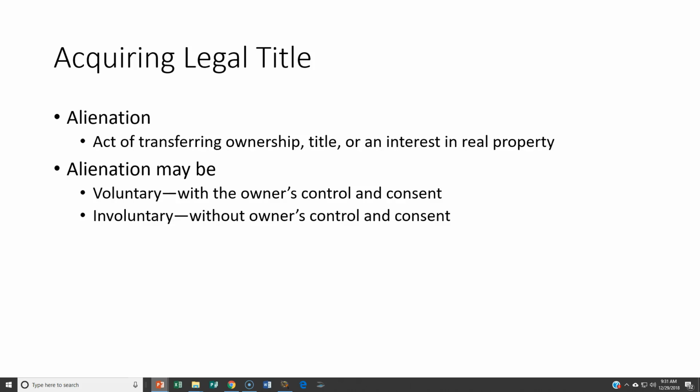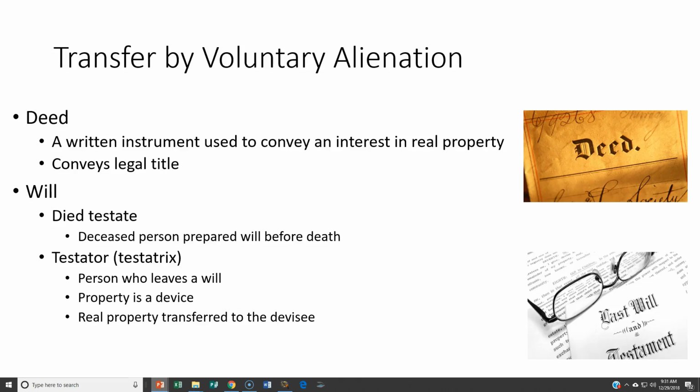When we actually change ownership, basically what we're doing is we're alienating ourselves from the ownership. Alienation is the act of transferring ownership or title and interest in real property. Alienation may be voluntary, with the owner's control and consent, or involuntary, without the owner's control or consent. Transfer by voluntary alienation is usually accomplished by deed. It's a written instrument used to convey an interest in real property. It conveys legal title. Or it can be through a will.